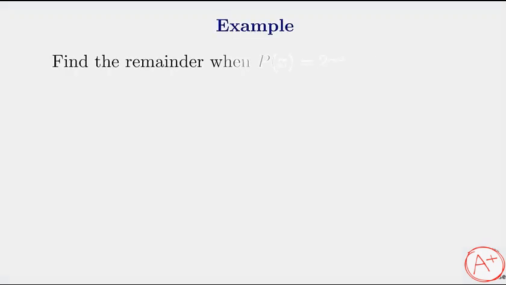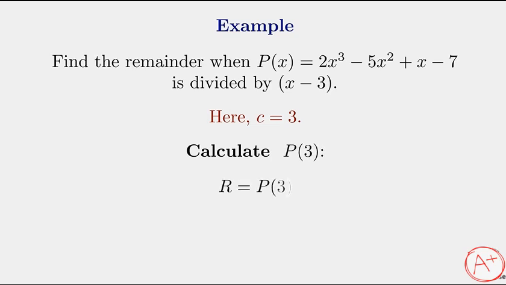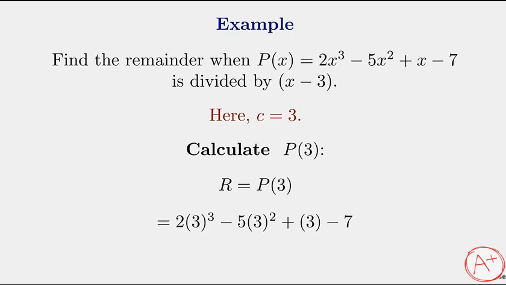Let's apply the theorem. Since we are dividing by x minus 3, our value for c is 3. Instead of performing long division, we simply substitute 3 into every instance of x in the polynomial. R equals p of 3, which equals 2 times 3 cubed minus 5 times 3 squared plus 3 minus 7. Let's evaluate this step by step.